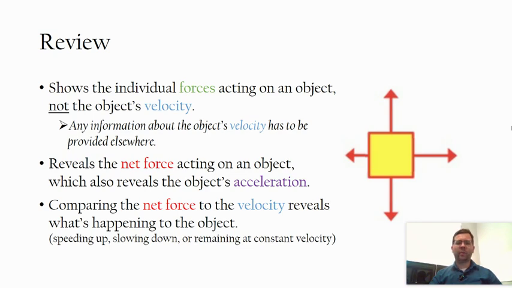Also, free body diagrams reveal the net force that's acting on an object, which also reveals the object's acceleration. So this free body diagram has a net force to the right. The up and down forces balance out, and the rightward force is greater than the leftward force, and so the net force is to the right. And then finally, if you compare the net force to the velocity of the object, that reveals what's happening to the object. If the net force and velocity are in the same direction, it speeds up, for example.